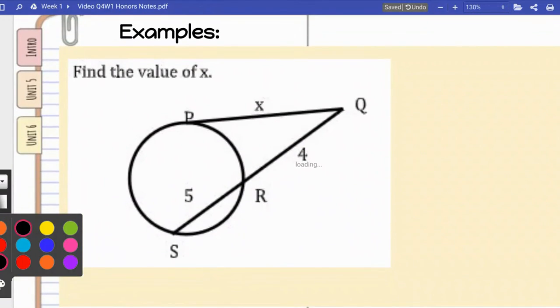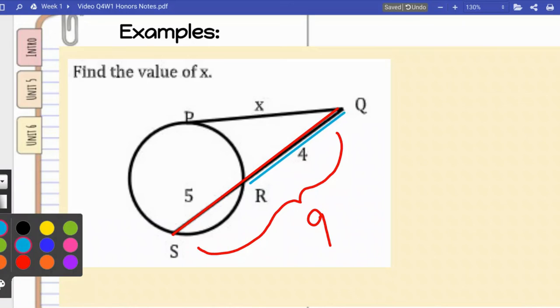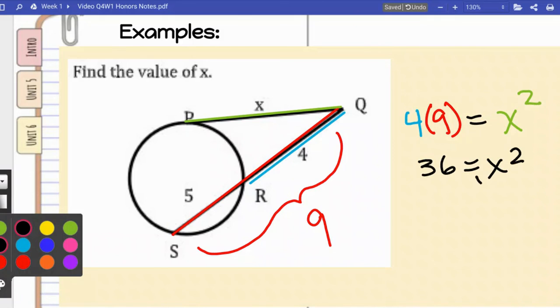Last but not least, I've got an example of a tangent and a secant. So the secant follows the same rule. We need a total, which will be 5 plus 4, which is 9. And then we need the outside piece, which is 4. So we do outside times total, so 4 times 9. And that's going to equal the tangent line squared. 4 times 9 is 36, equals x squared. Take the square root of both sides, and x equals 6.